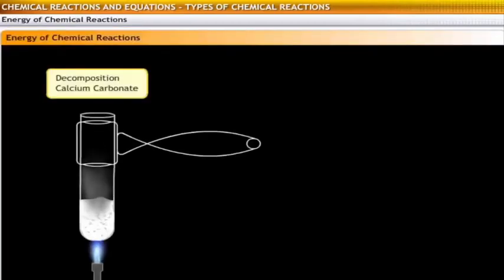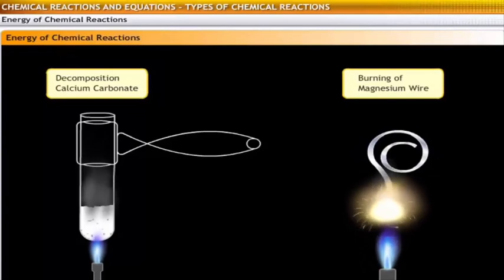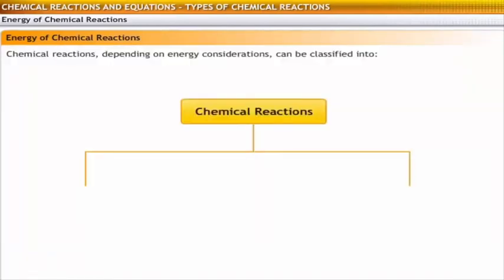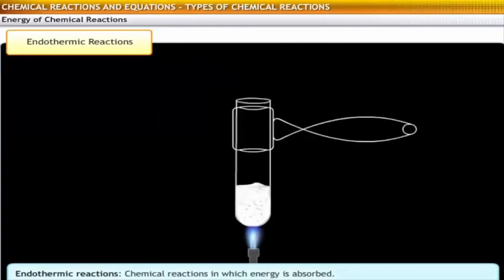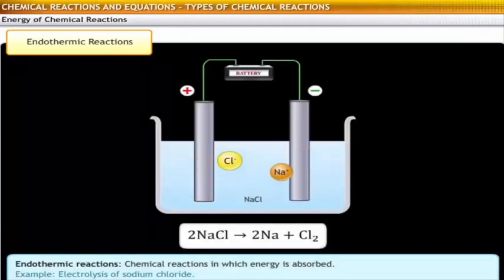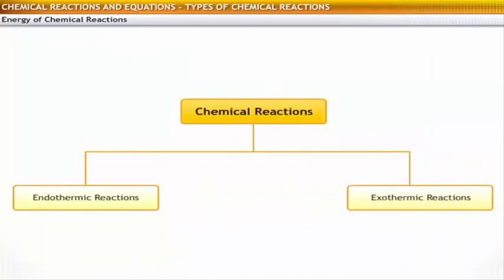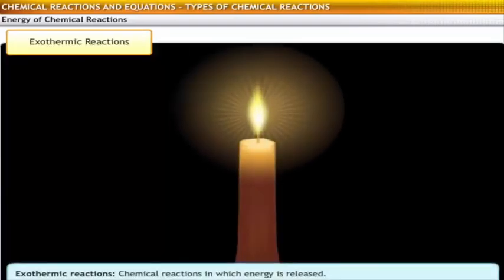All types of reactions result in either the release or the absorption of energy. Depending on energy considerations, chemical reactions can be classified into endothermic and exothermic. Endothermic reactions are those chemical reactions in which energy is absorbed. The energy absorbed is often in the form of heat energy or electrical energy. For example, sending electrical energy through a sodium chloride solution can cause it to break into its constituents, sodium and chlorine.